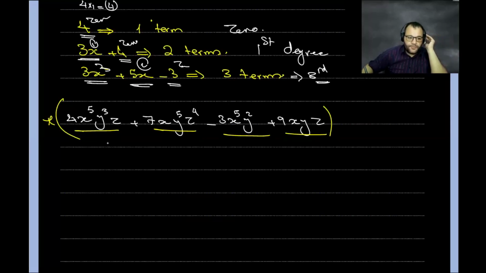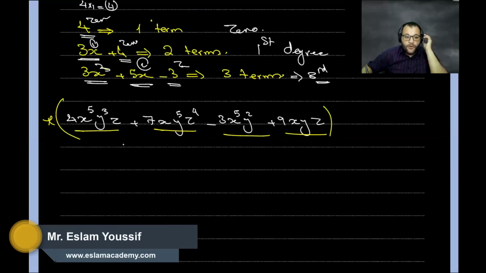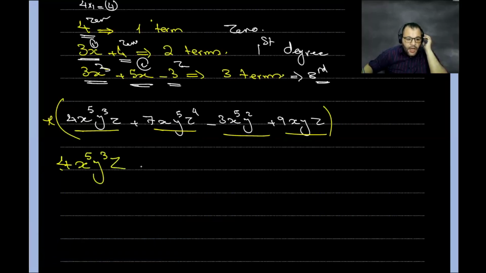What is the degree of the first term? 5 is the highest, right? How do you find the degree? If I have the term 4x power 5, y power 3, z, what is the degree for this term? Third degree. How third? My question is, what is the degree of the term? Give me the answer for my question, please.